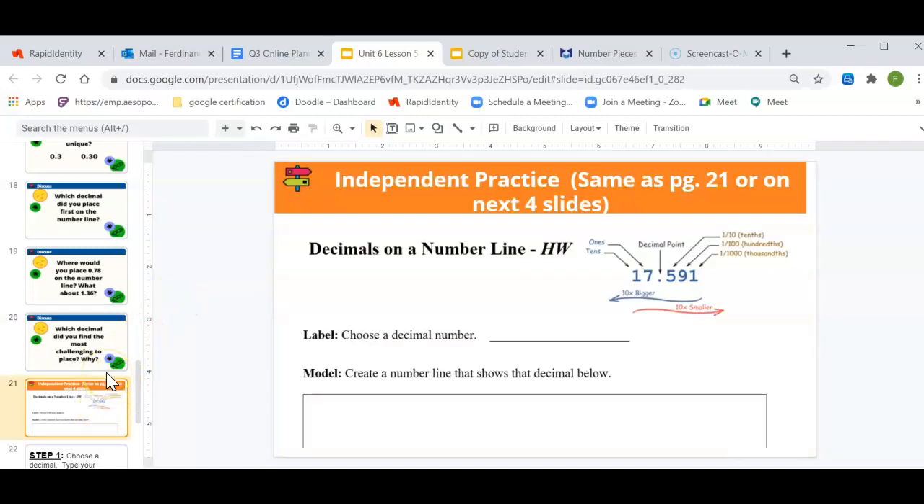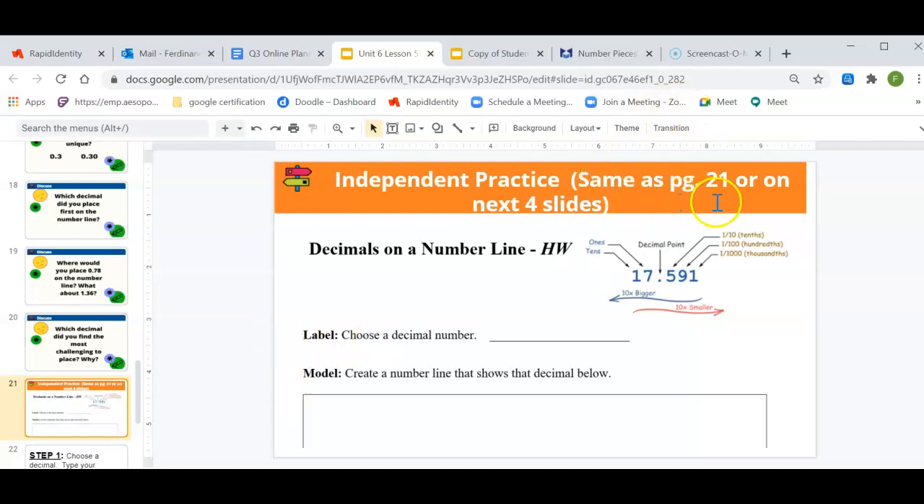All right, so next up we got independent practice. I've got them on our next 4 slides, but they are also on page 21 in your math binder.